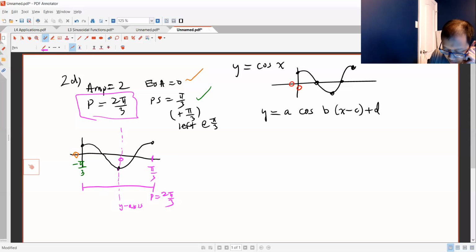Finally, we have to deal with this amplitude. Amplitude is 2. So since the equation of the axis is 0, that means this value is going to be 2, and that bottom is negative 2. The other two zeros are going to be at 0 and 0. So what's half of a third? Well, half of a third is a sixth. So that's how we have it. We have our 5 critical points.